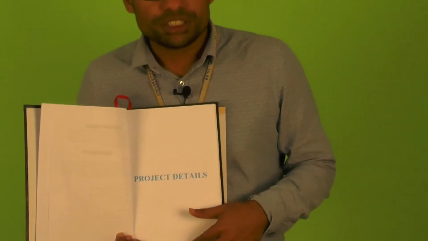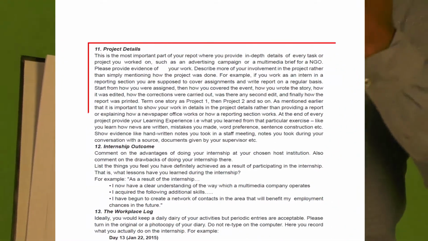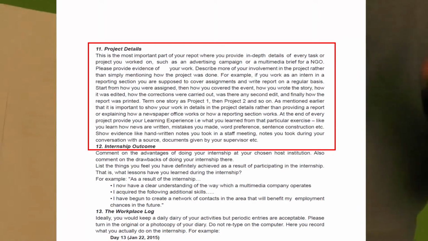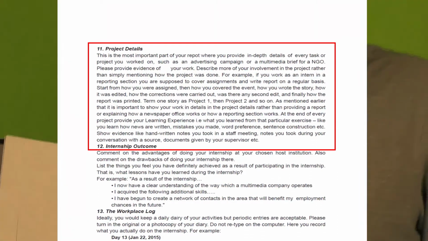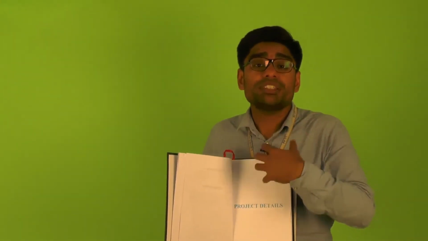Eventually, we enter the project details section. Now, the project details is the most important part of your internship. In the project details section, you explain the kind of things that you have been doing in detail. So say for instance, if you worked for a newspaper, each report of yours can be considered as a project. If you worked for a PR company, each event that you covered or each press release that you wrote can be a project. If you have worked for a production house, then each film that you have worked for, or each project that you have worked for can be separately indicated.